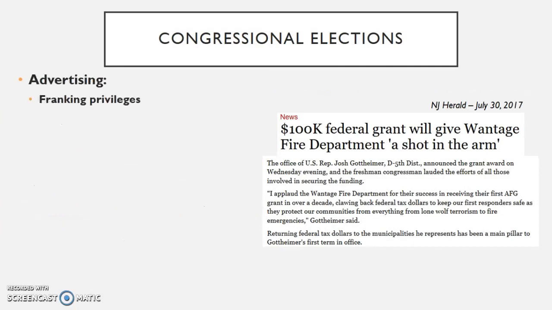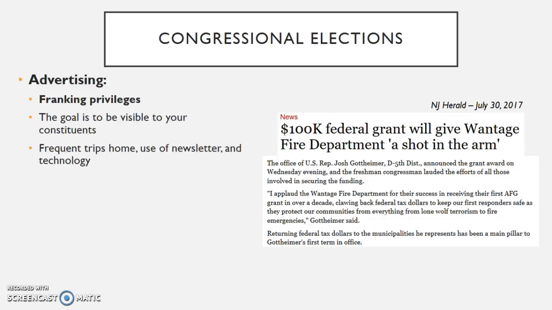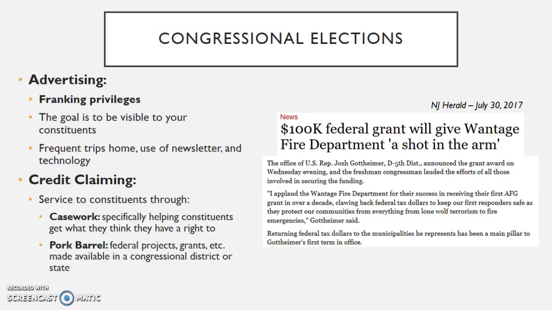All right, continuing on, other reasons include franking privileges. For example, as a congressperson you can send out as much mail as you want to your constituents free of charge. It's a great way to take credit and advertise for yourself for no charge. You want to be visible if you are a member of Congress. You want people to know your name, hopefully for good reasons and not for a scandal. It's important to take trips home, use newsletters, newspapers, technology, etc. And then, as I said before, credit claiming, right?